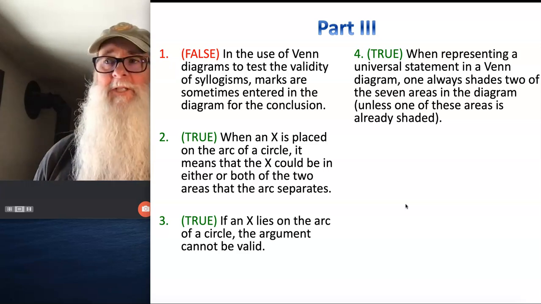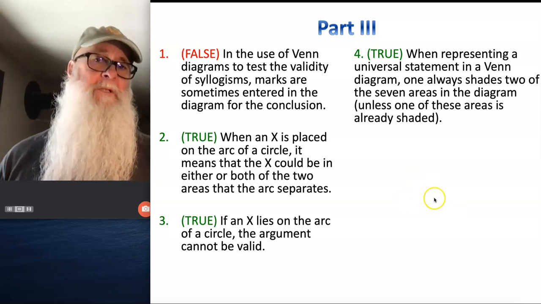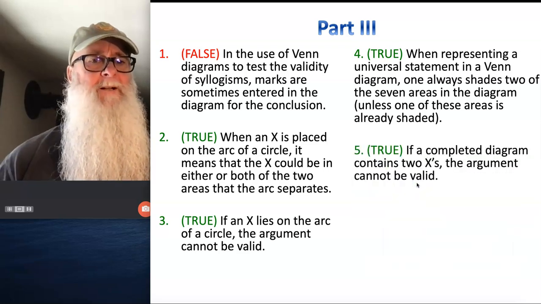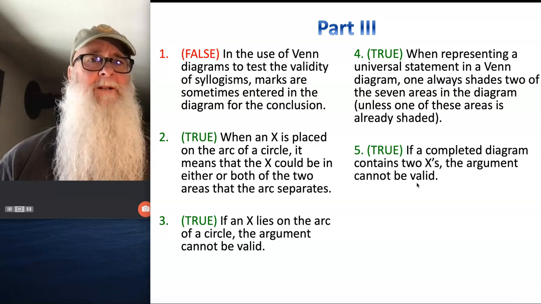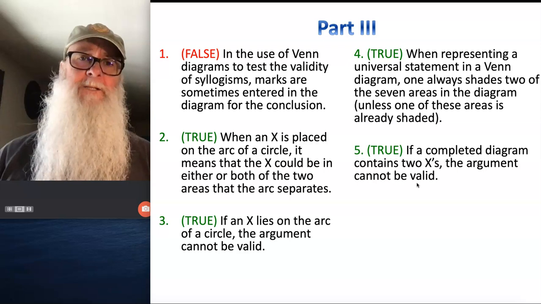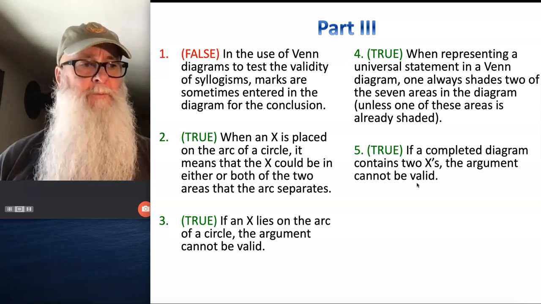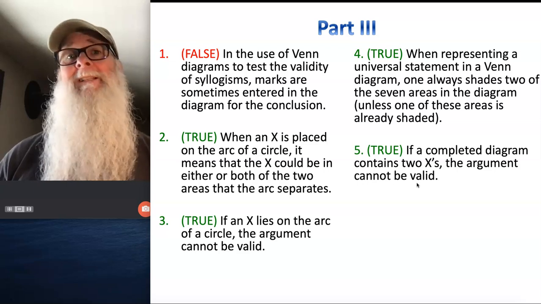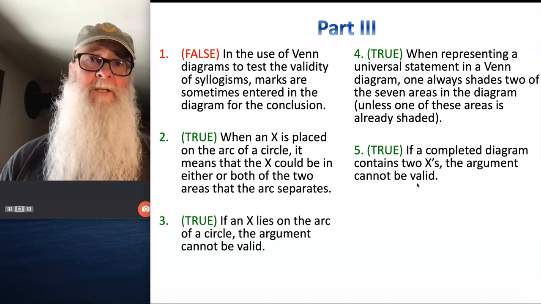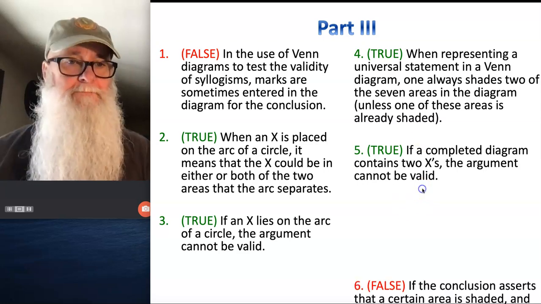Yes, we're always going to be shading 2 areas of a circle to represent a universal statement, an all or a no statement. Number 5, if a completed diagram contains 2 X's, the argument cannot be valid. Correcto. If you look at your inventory of unconditionally and conditionally valid forms of argument, none of them have 2 particular premise statements. They all have at least 1 universal premise statement, and because we have two statements that make up our categorical syllogisms, we're always going to mark at most 1 X.